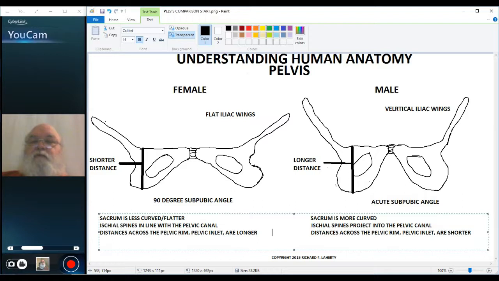So, these are the differences between the male and female pelvises. And again, the differences in the female compared to the male are all differences that promote the carrying of a pregnancy and facilitate labor and delivery.